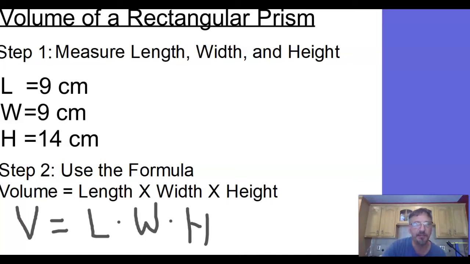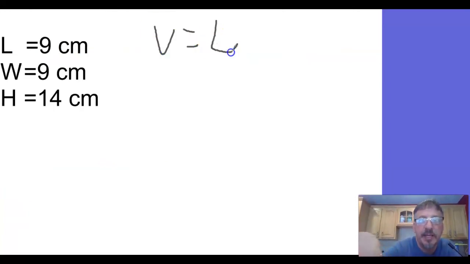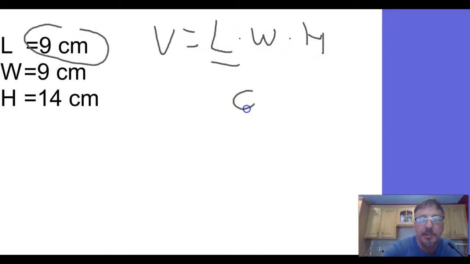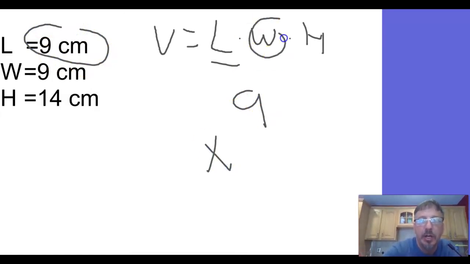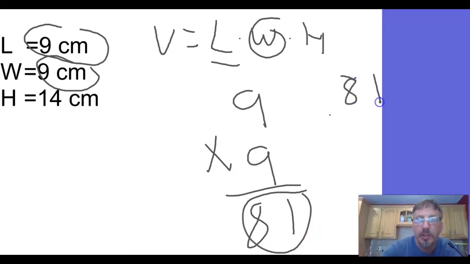Pause the video if needed. Alright, so we said volume equals length times width times height, L times W times H. So our length is 9. So 9 times our width, which is also 9. 9 times 9 is 81. So now we're going to take our 81 and multiply it by the 14. So 81 times 14.